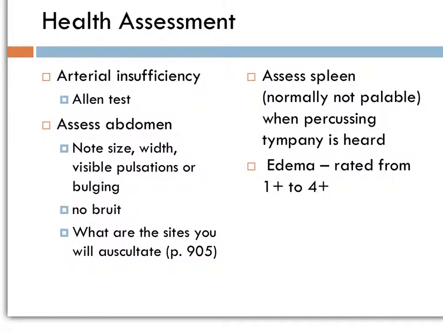So this just continues the health assessment for the cardiac system. You do need to review the Allen's test. This is the test used to obtain ABGs. They're also looking for artery insufficiency. You're going to assess the abdomen. You want to note the patient's size, the width, and any visible pulsations or bulging. You do not want to hear bruits in the abdomen. You do need to review the different sites where you would auscultate on the abdomen on page 905. You want to review the aorta, renal, iliac, and femoral.